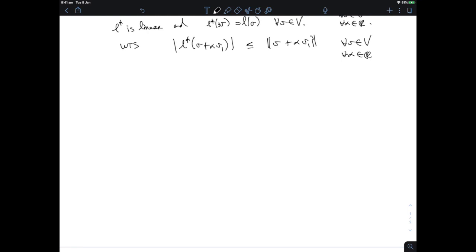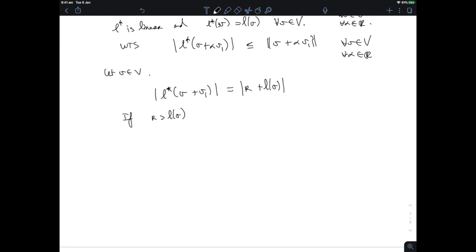So let's prove that. So let's take a v in V and an alpha in R. Actually, let's not worry about the alpha quite yet. Let's just take a v in V and take alpha equal to 1 to start with. So what can I say about L star of v plus v1? Well, it is equal to, by definition, r plus L of v. Now that can be positive or negative. So what if it is positive?